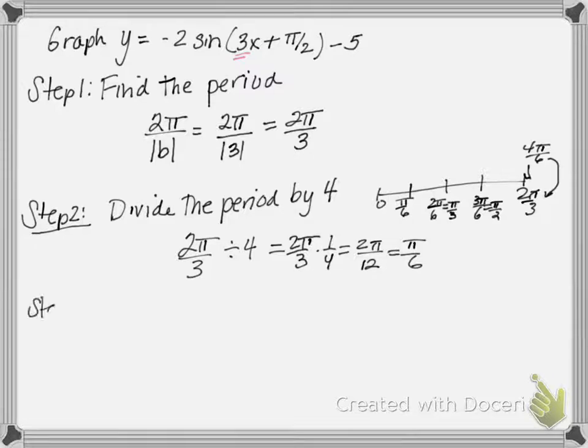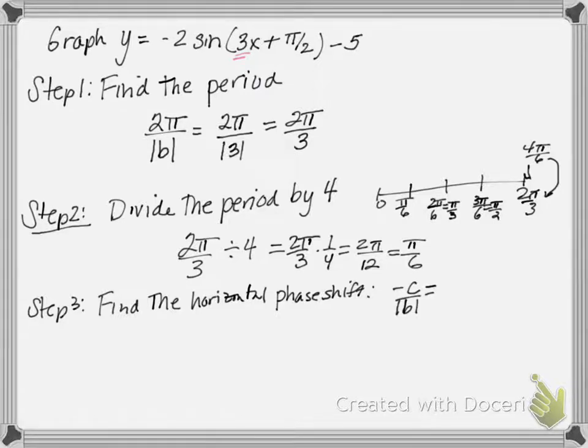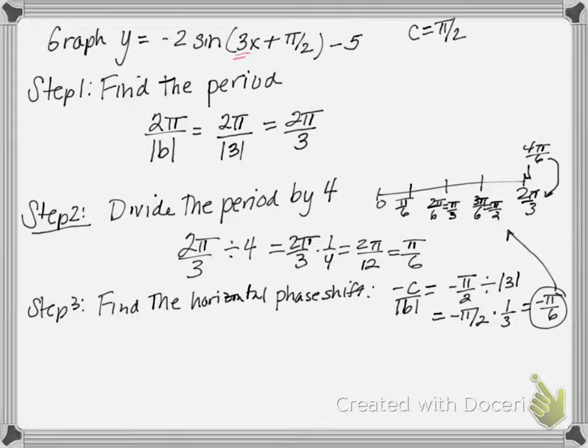So step 3, I need to find my horizontal phase shift. And that is just the negative c over the absolute value of b. In the equation, c is pi over 2. So it'll be negative pi over 2 divided by the absolute value of b, and b is 3. So it'll be negative pi over 2 times a third, which is negative pi over 6. So all of the angles here are going to shift negative pi over 6, or pi over 6 to the left.